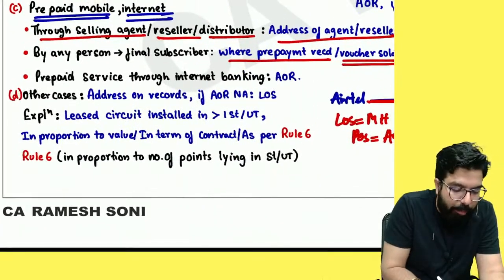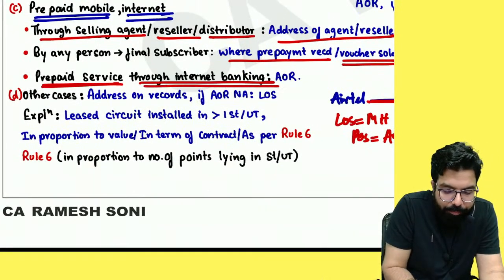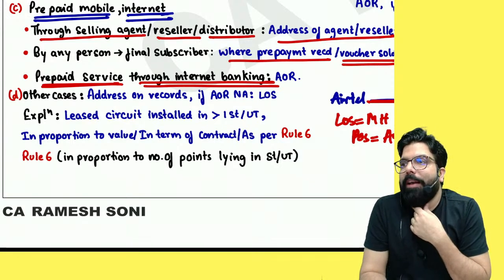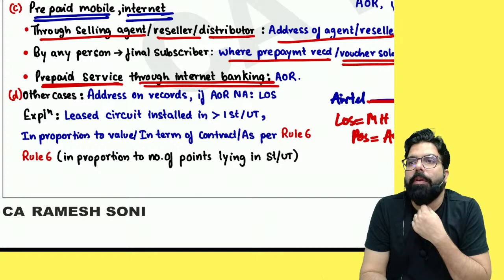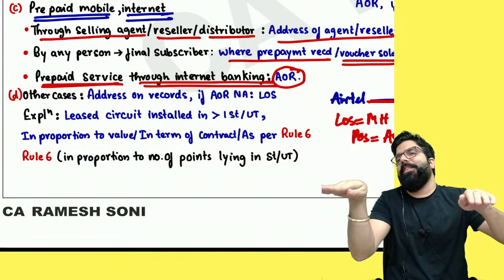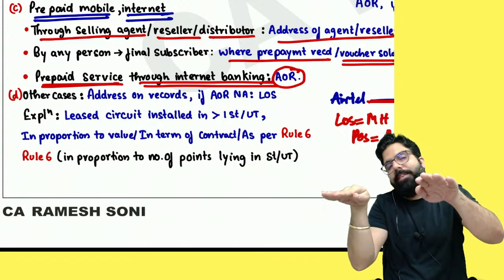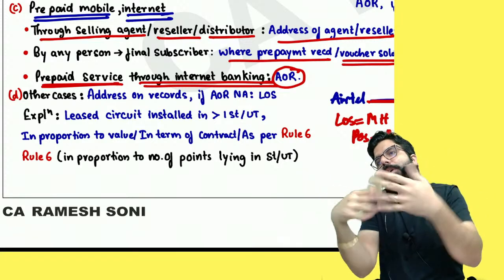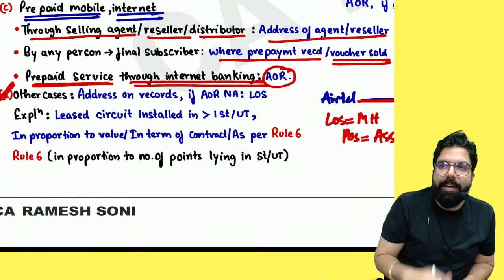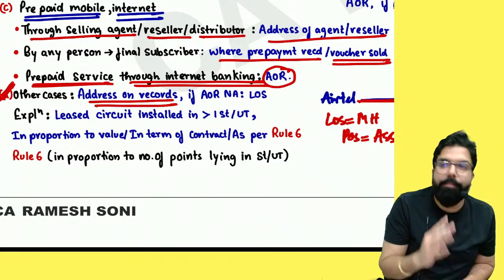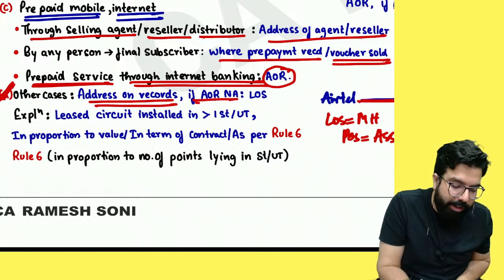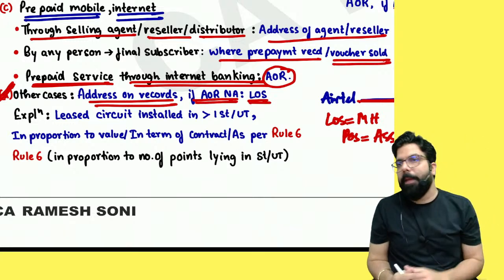Nowadays, you can recharge your mobile through internet banking also. Supposedly you went to Paytm and you recharged your prepaid mobile. What will be the place of supply? Whatever is the address on record. For example, Paytm is registered in Maharashtra. Your address is in Maharashtra. What will they charge you? CGST and SGST. Next. Any other case if it comes, always address on record will be taken. Address on record is not there, then location of supplier. Are we all clear till here?